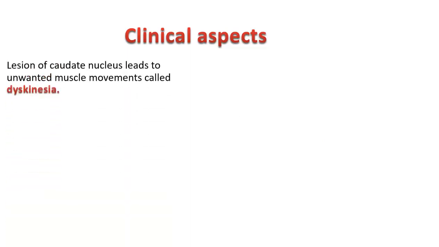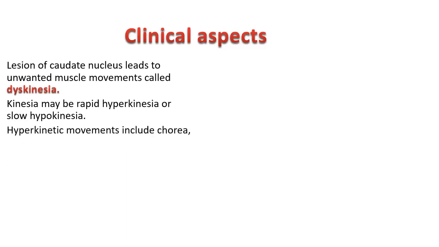Now, if you look at the lesions of the basal nuclei, dyskinesia. Kinesia is movement. Here, no paralysis. Movement is there, but it is dyskinesia: uncontrolled, unwanted movements. When movement is very low, it is called hypokinesia, and when movements are rapid, it is called hyperkinesia. So the hyperkinetic movements you see in basal nuclei lesions are chorea, athetosis, and ballismus. So these types of movements you can see.